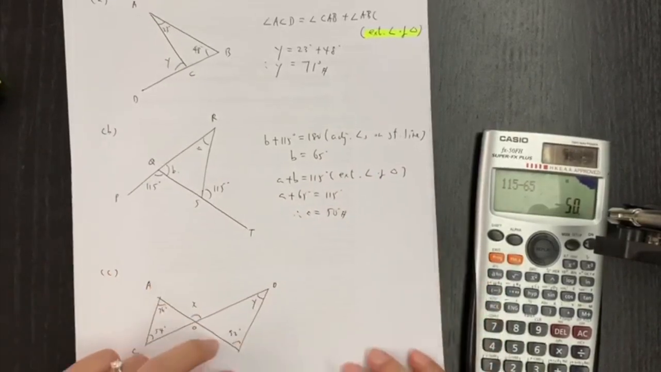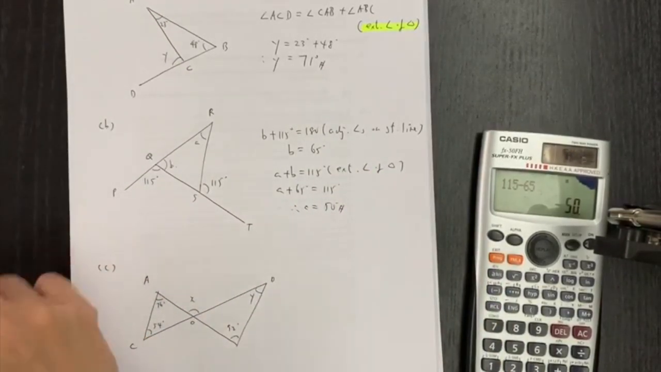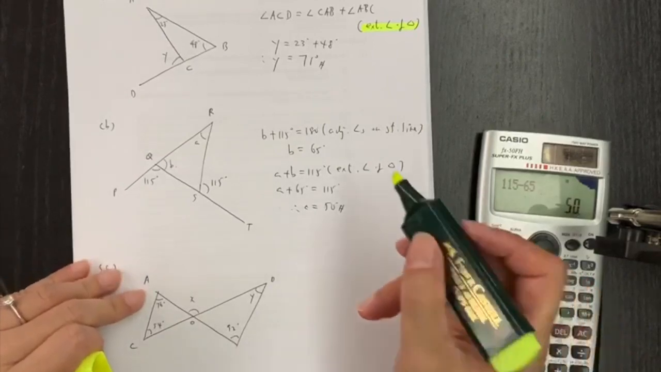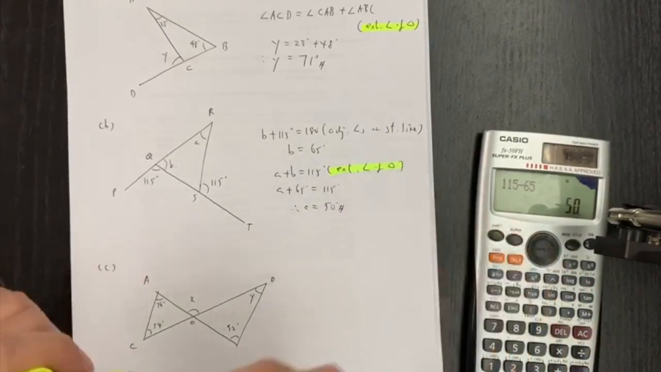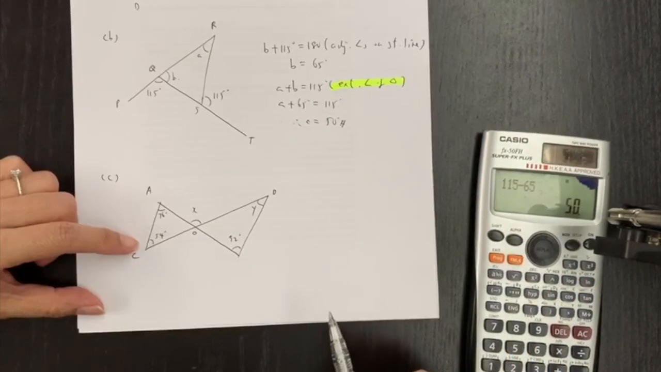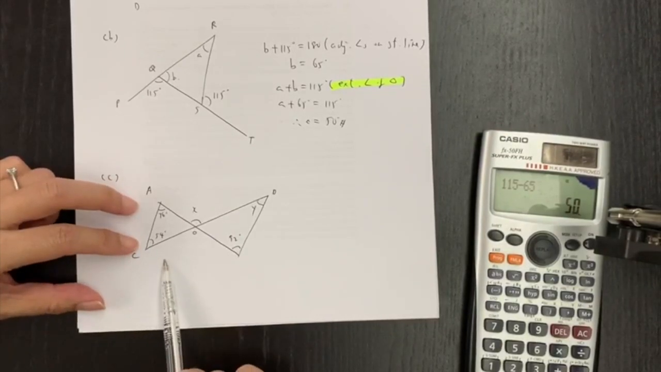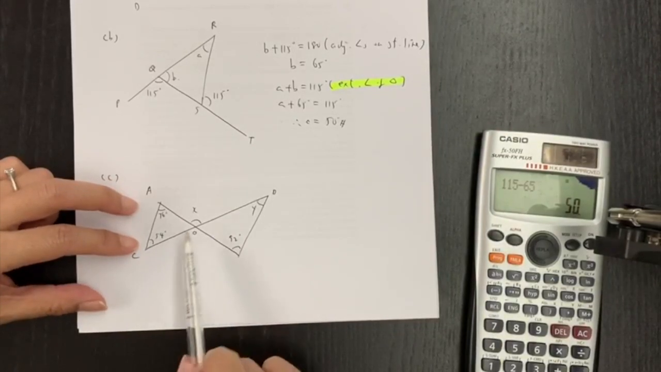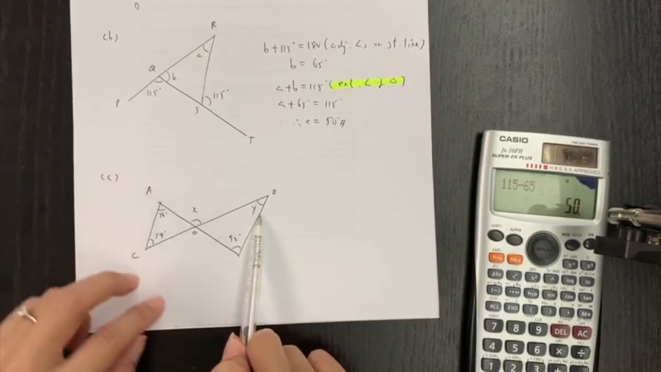Okay, all right, so this is it. So what is the major thing in this chapter? The major thing is exterior angle of triangle. Okay, so another example here. Now we need to find the unknown. So x is unknown, y is unknown.